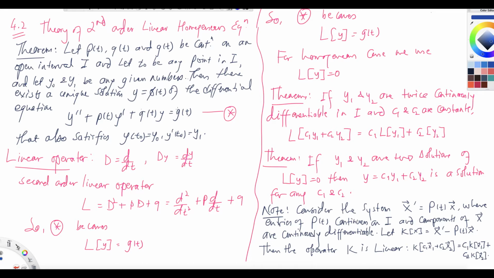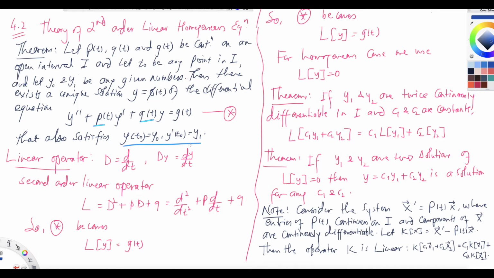So the condition for this second order linear equation to have a solution is that these functions must be continuous in an open interval I, and if the initial time t0 is any point in the interval I, then this equation has a unique solution in the interval I that satisfies the initial condition. That's the theorem. So basically what you need is p(t), q(t) and g(t) to be continuous in the open interval I.